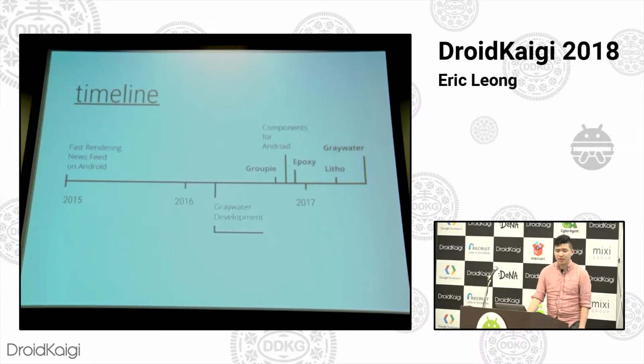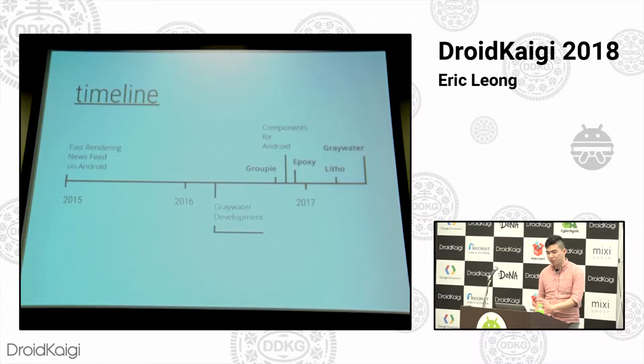And so for about a year, we thought, we know that the app is getting slower, so what are we going to do to make it faster? But we didn't actually do anything. We just had this blog post. And maybe a year and a half later, we actually started working on Graywater.